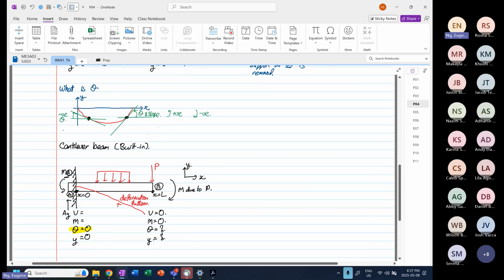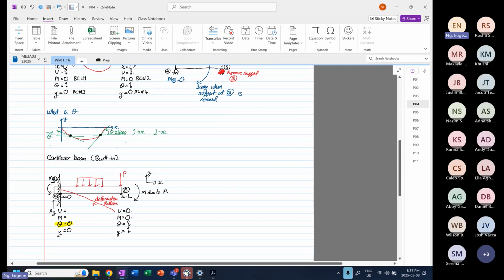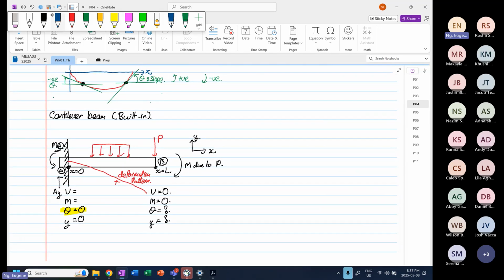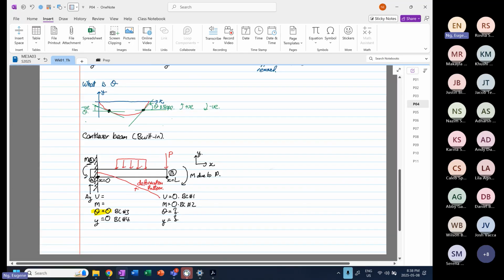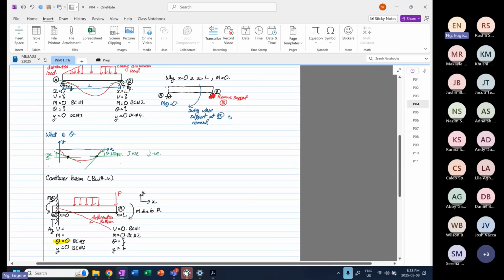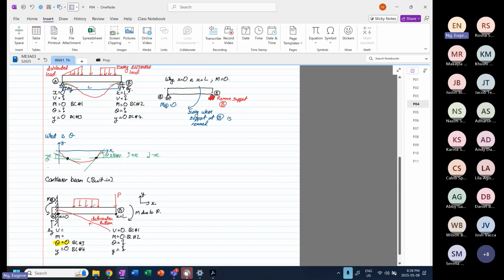So now if I were to zoom outwards, how many boundary conditions do we have? We have boundary condition number 1, number 2, number 3, number 4. Now if I zoom out, you can see the top structure is simply supported, and the boundary conditions for the simply supported beam and the cantilever beam are not the same.